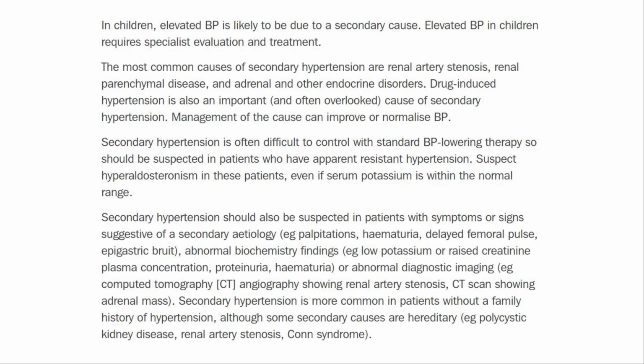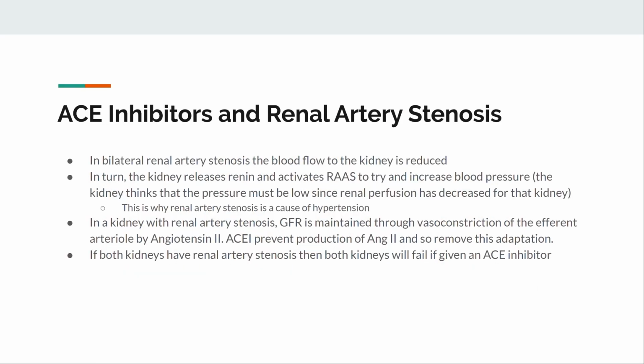Secondary hypertension. If you've got a child with high blood pressure, you can almost guarantee that it's some kind of secondary cause. Secondary causes include renal artery stenosis, kidney disease, adrenal tumors, and other endocrine disorders. If someone has high blood pressure and really low potassium, you should suspect that maybe they have a tumor secreting aldosterone as their cause of high blood pressure. And if things really aren't making sense, you can get a CT scan to detect renal artery stenosis.